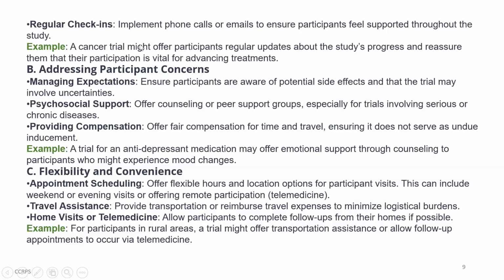Example: a cancer trial might offer participants regular updates about the study's progress and reassure them that their participation is vital for advancing treatments. Addressing participant concerns, managing expectations: ensure participants are aware of potential side effects and that the trial may involve uncertainties. Psychosocial support: offer counseling or peer support groups, especially for trials involving serious or chronic diseases. Providing compensation: offer fair compensation for time and travel, ensuring it doesn't serve as undue inducement.